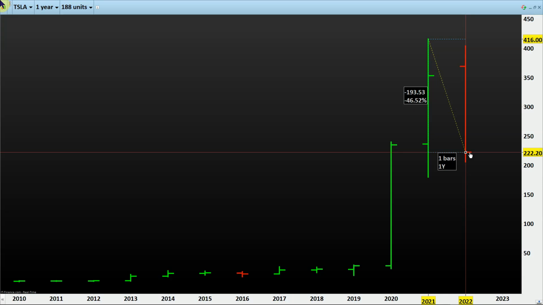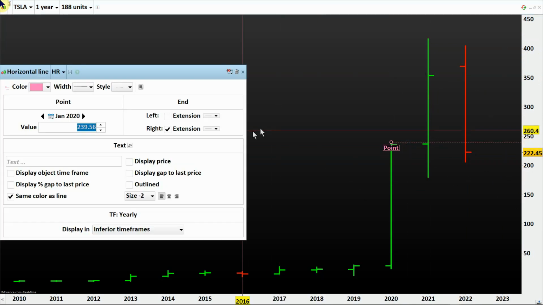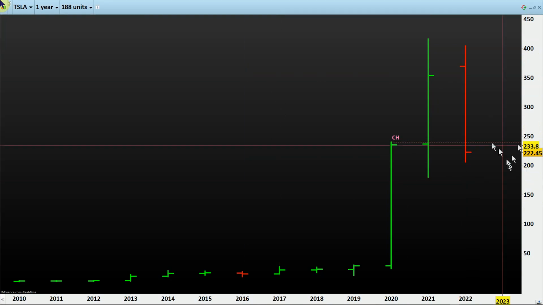But mathematics is like that only, because 222 is down only 46 points, 46% of 416. Yeah, all right. So that is nothing to do. The only thing is that this close is not below this, and the COVID high is below. So COVID high is an interesting one actually. You can always put a COVID high here and write it down. COVID high, CH.